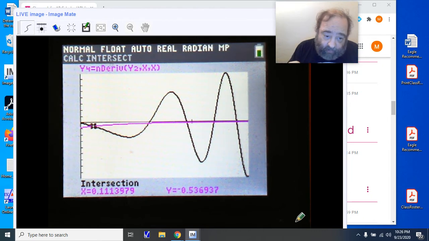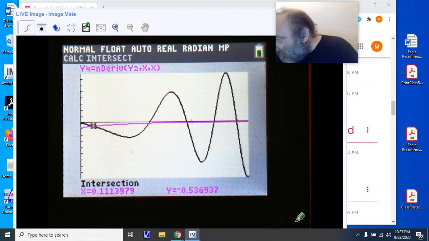The first one is at 0.111. So they could ask, find the first time these two velocities intersect. That's a possibility. They could ask us to find the second time or the third or the fourth. List them all.